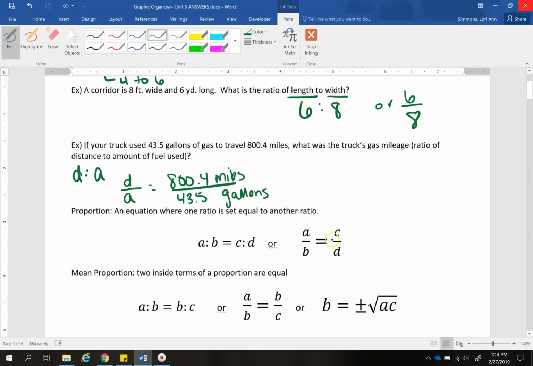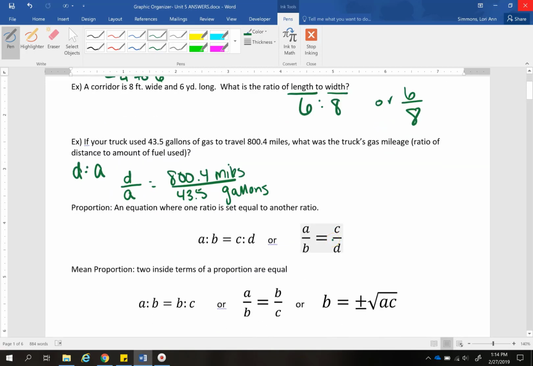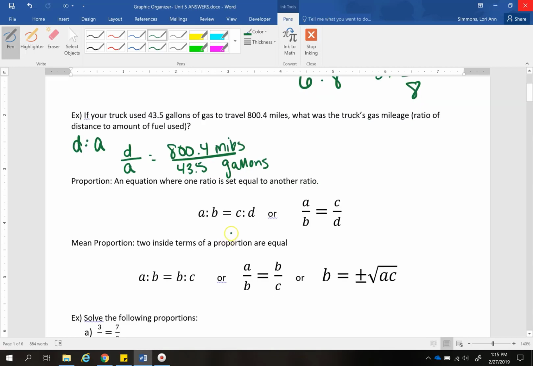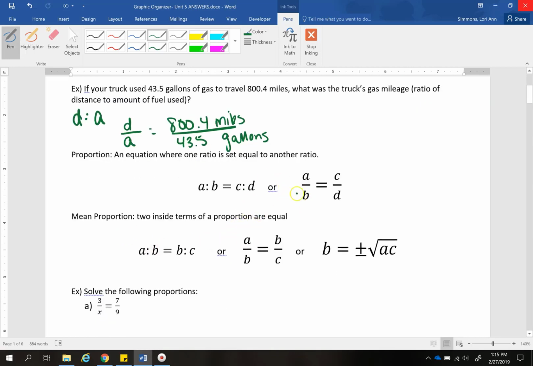Let's move on to proportion. A proportion is an equation where one ratio is set equal to another ratio. So the only difference now is that we're adding an equal sign. So here are the two ways to set them up. Mean proportion: the two inside terms of a proportion are equal. So here, these proportions are equal.